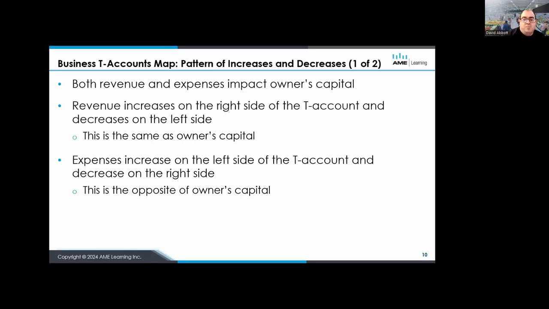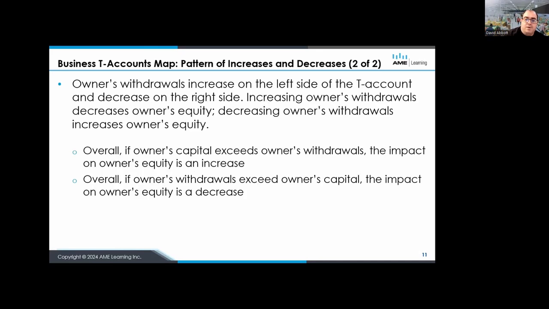All right. So both revenue and expenses are going to impact our owner's capital. Our revenue is going to increase on the right side of the T account and decrease on the left side. And this is the same as owner's capital. So our right side is the credit side, our left side is the debit side. Now, expenses are going to do just the opposite. They're going to increase on the left side, or with a debit, and they're going to decrease with a credit. And this is the opposite of the owner's capital.